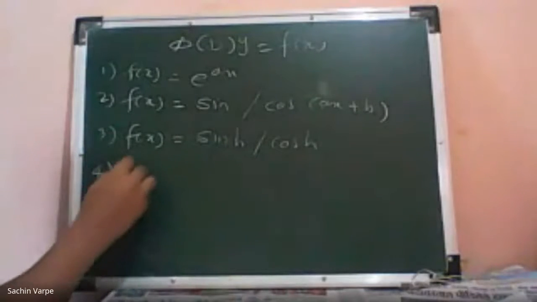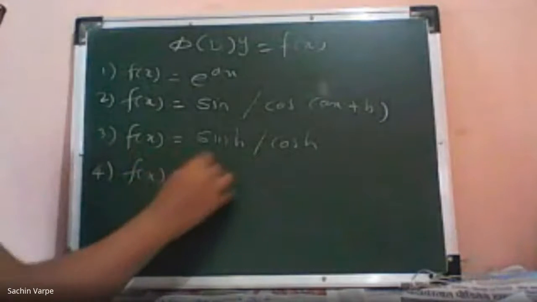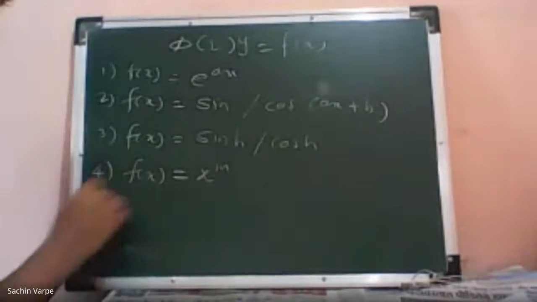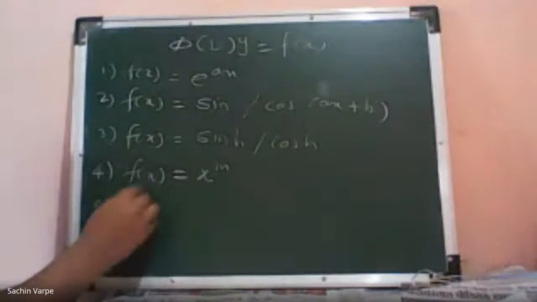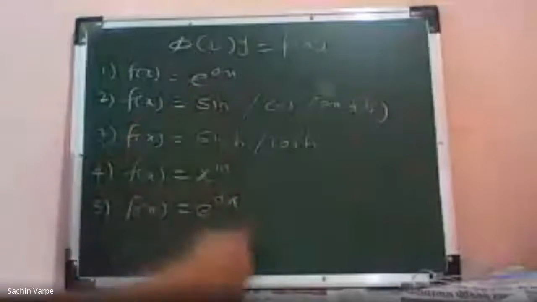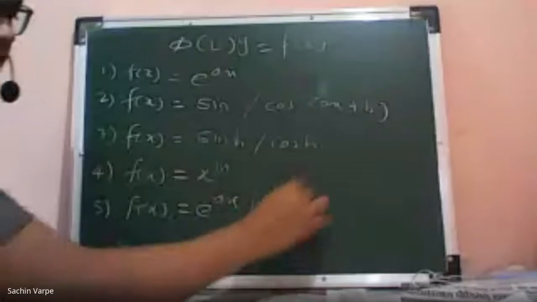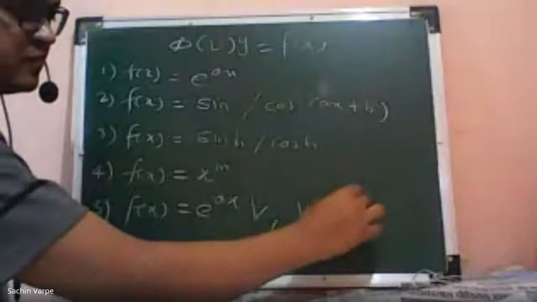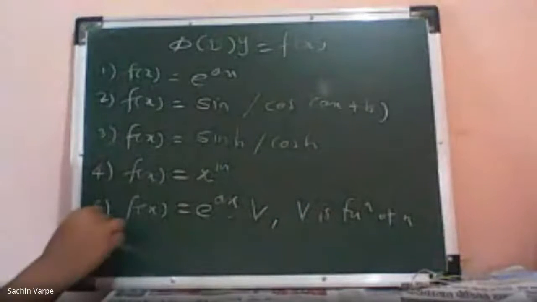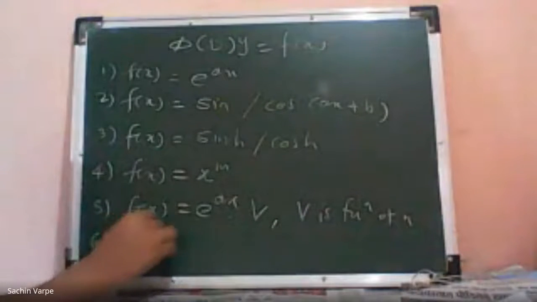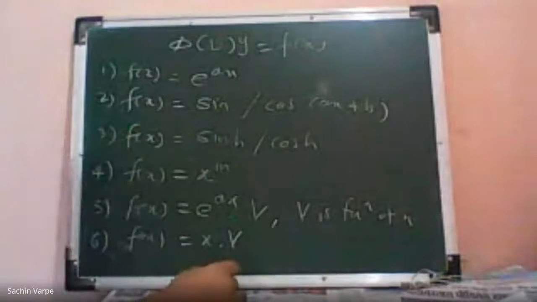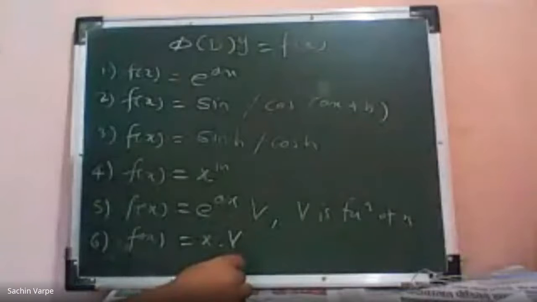Fourth subcase is when f of x is a polynomial function of the form x raised to m, then we have a shortcut. Fifth case is a combination of an exponential function and a function among these, that is v. So v is a function of x, then we have a shortcut. Case number 6 is when f of x is a combination of x and v, where v is a function among the previous ones, then we have a shortcut.